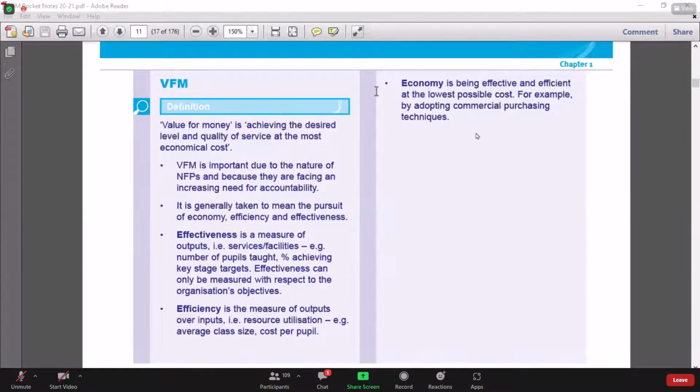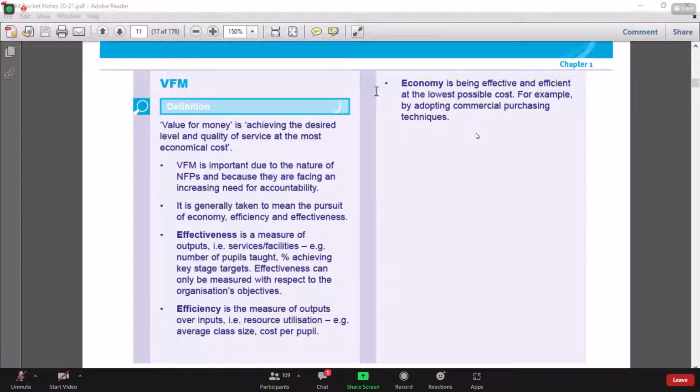So that's why different stakeholders will show interest to know how this particular not-for-profit organization is functioning. That's why value for money plays a very important role: providing the best quality service with a minimum expense. Next, it is generally taken to mean the pursuit of economy and efficiency. Now, normally value for money includes three E's.